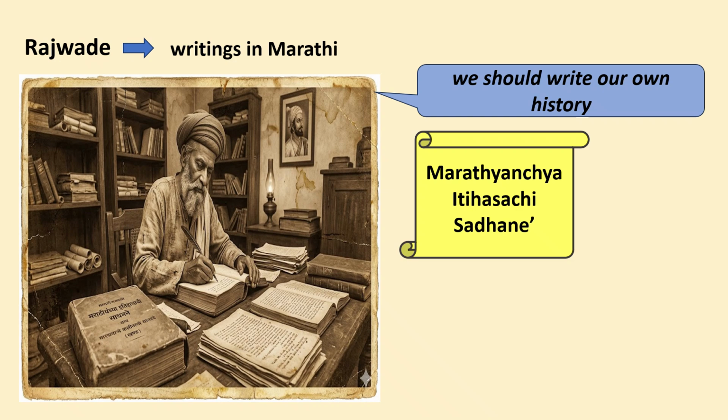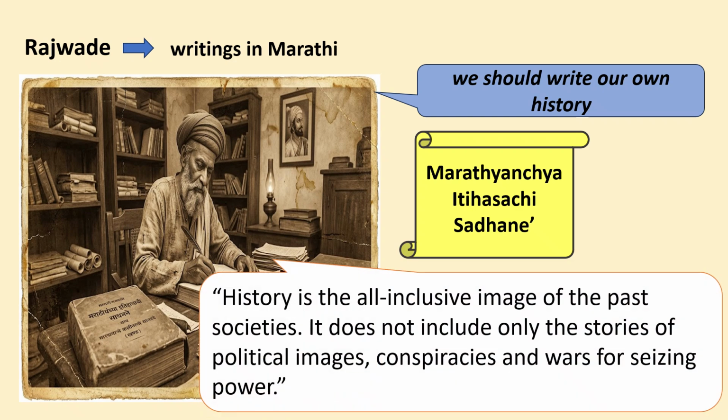He stated that history is the all-inclusive image of the past societies. It does not include only the stories of political images, conspiracies, and wars for seizing power. He insisted that history should be written only using authentic documentary sources.